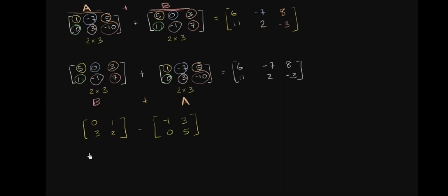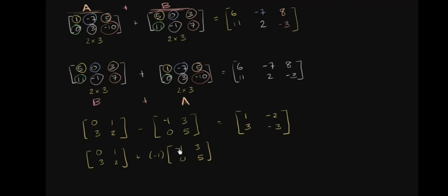We could view this as the exact same thing as taking 0, 1, 3, 2, and to that we add negative 1 times negative 1, 3, 0, 5. If you work out the math, you're going to get the exact same result as just subtracting the corresponding terms. 0 minus negative 1 is positive 1. 1 minus 3 is negative 2. 3 minus 0 is 3. 2 minus 5 is negative 3. And you'll see that you get the exact same thing over here.